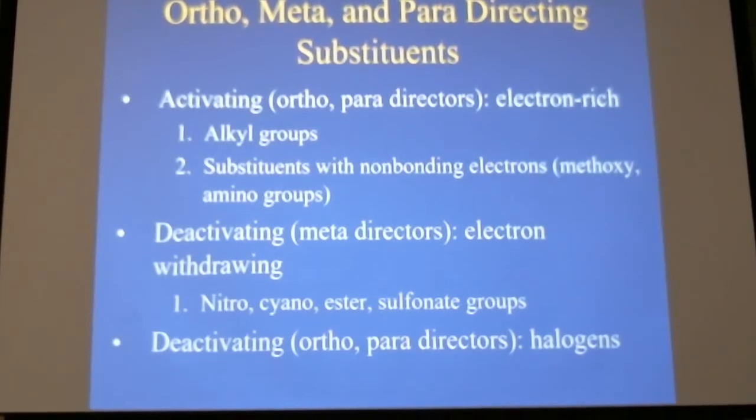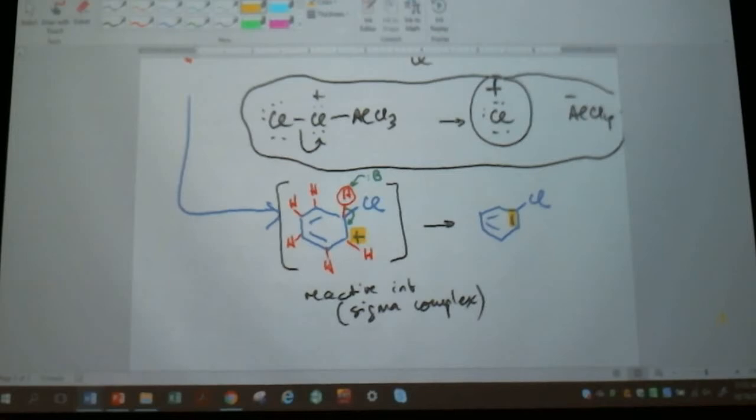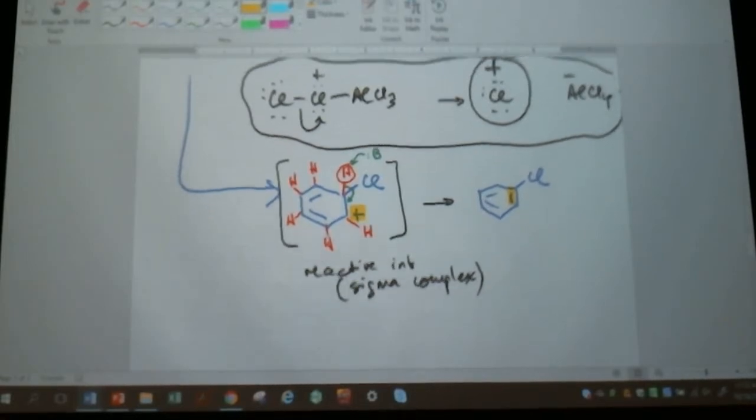Anyway, we'll get to alkylation in a second, but let me first introduce the idea that this is just introducing one substituent.